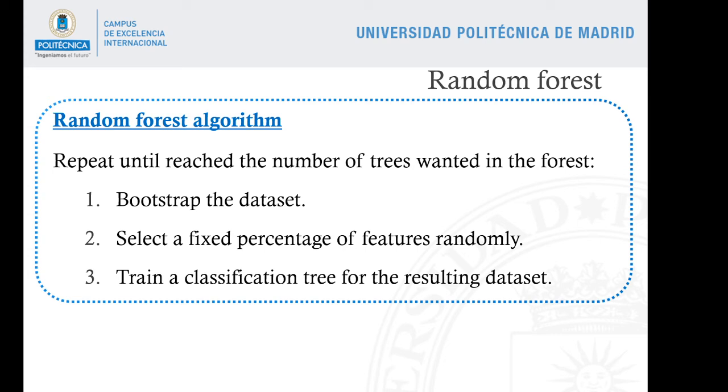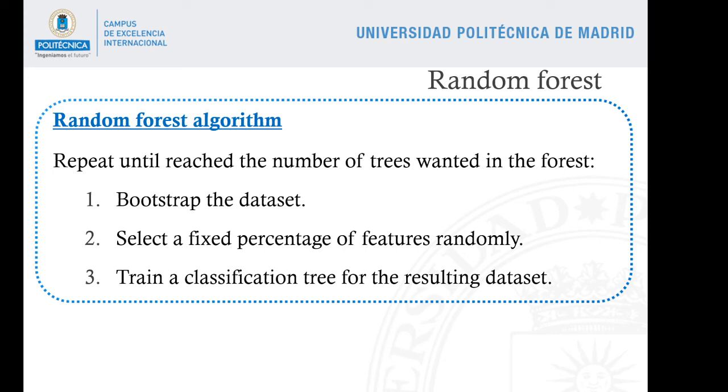Maybe a good number might be 100. Okay, so what you have to do is to bootstrap the dataset. For instance, for each of the trees, you have to select 30% of the samples, or 50%, or 70%, or 10%. It is a parameter as well. You also have to select a fixed percentage of features randomly. If you see, this is like a double bagging operation. Not only the samples, but also the features.